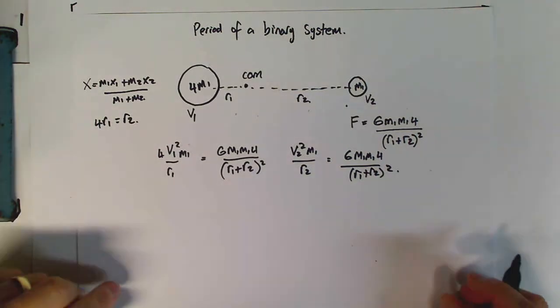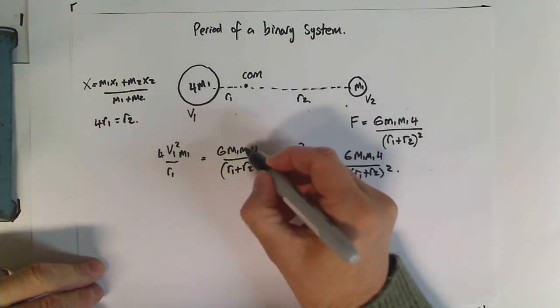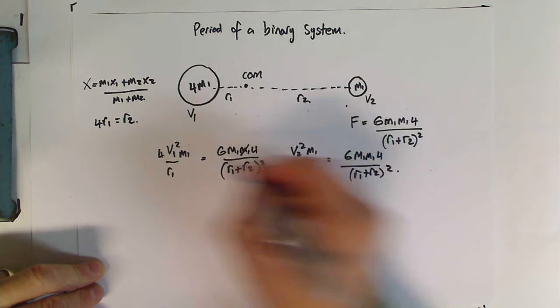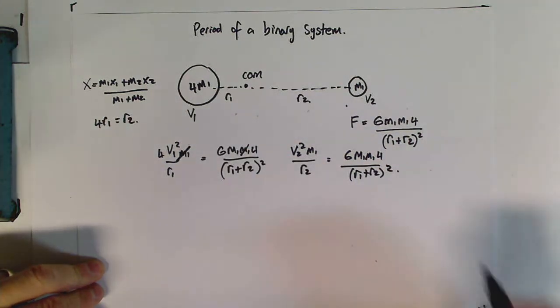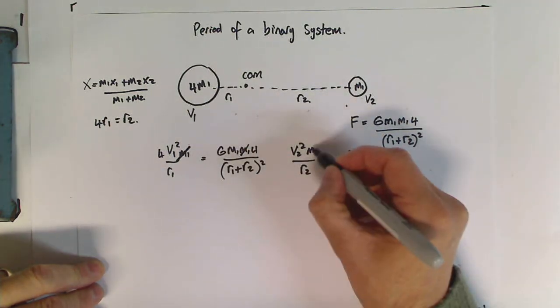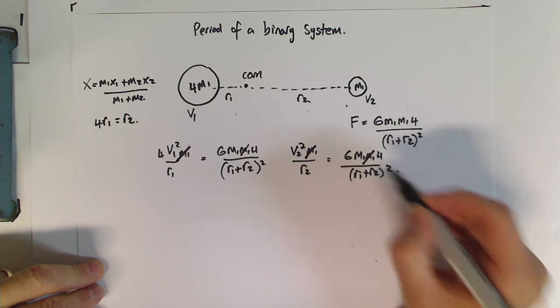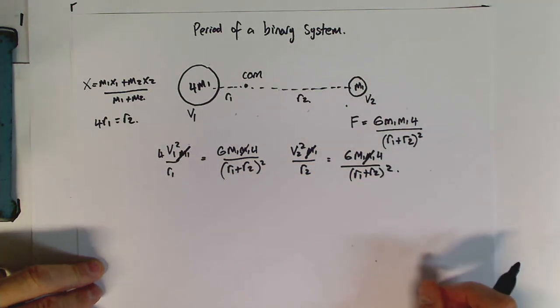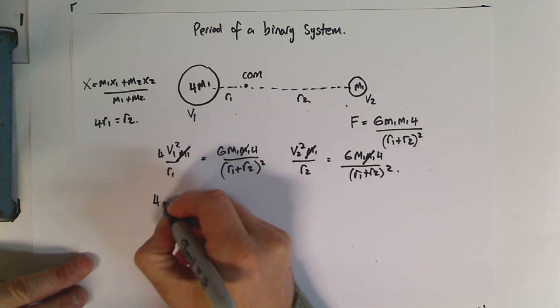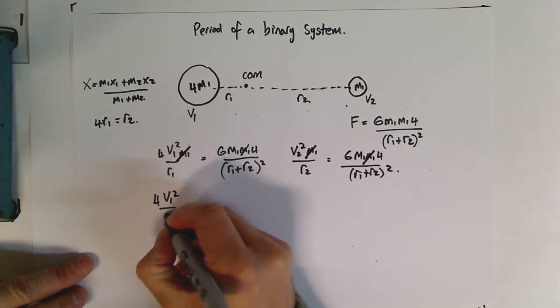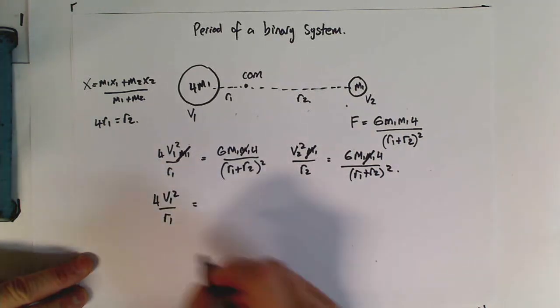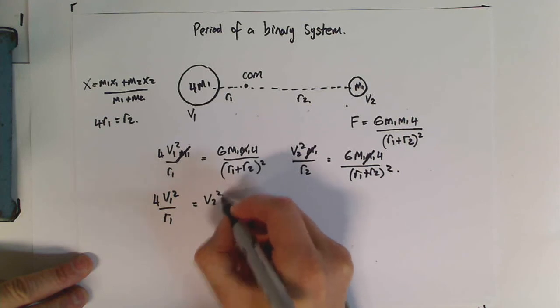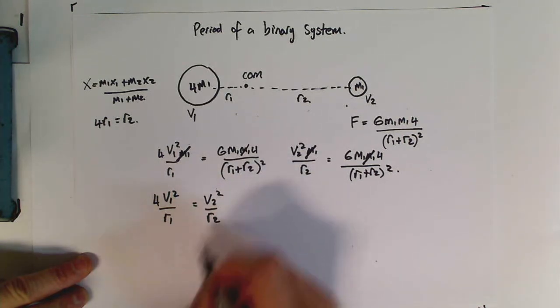Now we can do a little bit of simplification here. We can get rid of the m1 on the left-hand one, and we can get rid of the m1 on this one. We've still got the same equation on both sides, so we can actually say that 4v1 squared over r1 is equal to v2 squared over r2.